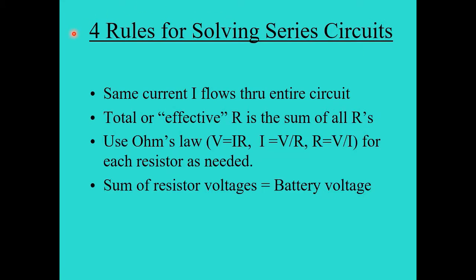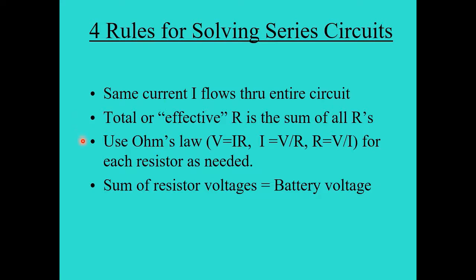So what we've done in the last several slides is come up with a set of rules that allow us to solve any series circuit. The 4 rules are: the same current I flows through the entire circuit. That's rule number 1. The second rule: the total or effective resistance is just the sum of all the individual resistances. In other words, just add them all together.